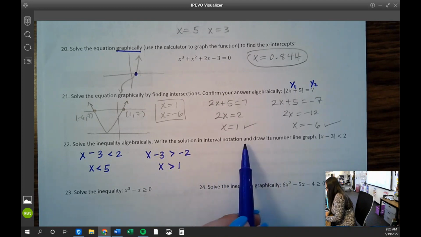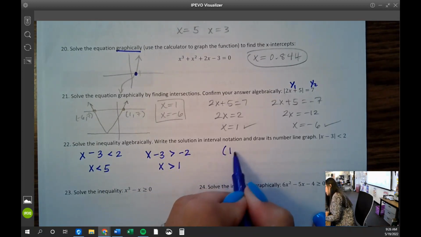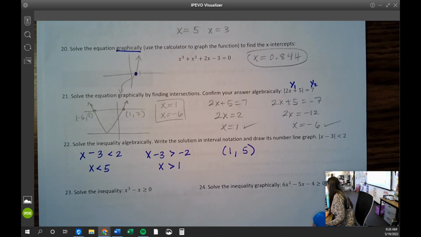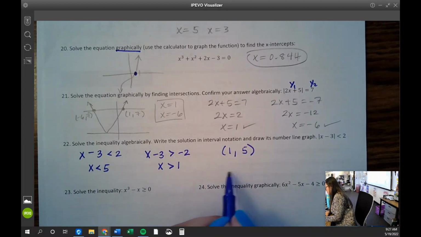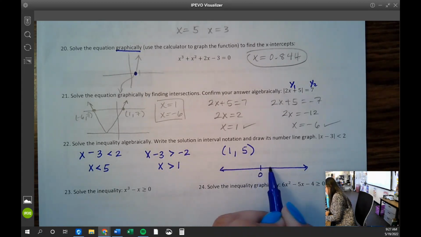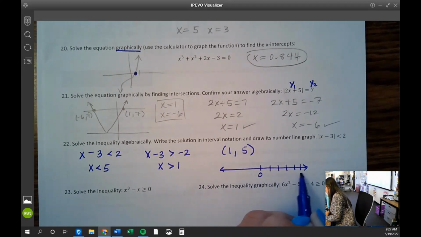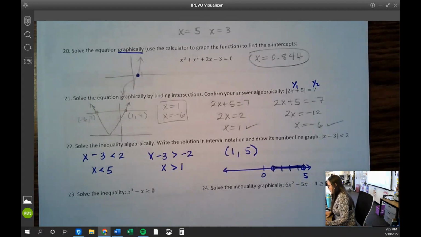Write the solution in interval notation and draw its number line graph. So this means that x can be anything between 1 and 5, but not including 1 or 5, right? Because it's less than 5 and greater than 1. So if I draw this on a number line, okay, here's 0, 1, 2, 3, 4, 5. I would put open circles at 1 and 5. And then x can be all the numbers between 1 and 5.